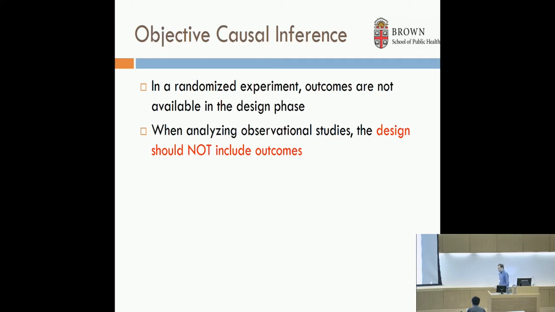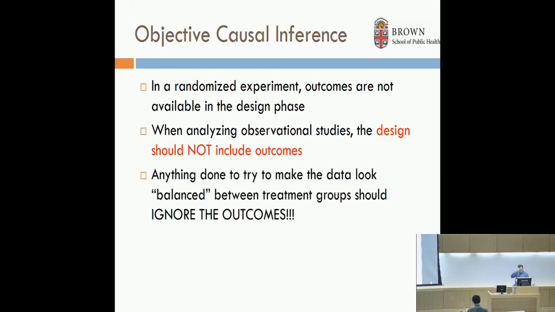And one way to make it also objective is to have a design that does not include outcome. Okay? I don't have to look at the outcome when I analyze observational studies. I can keep the outcome aside, and I will show you later some ideas about that. I can keep them aside and still do the design the same way. So what I would say is I can balance the unit, I can do all those things, and I can do it without actually looking at any outcome.